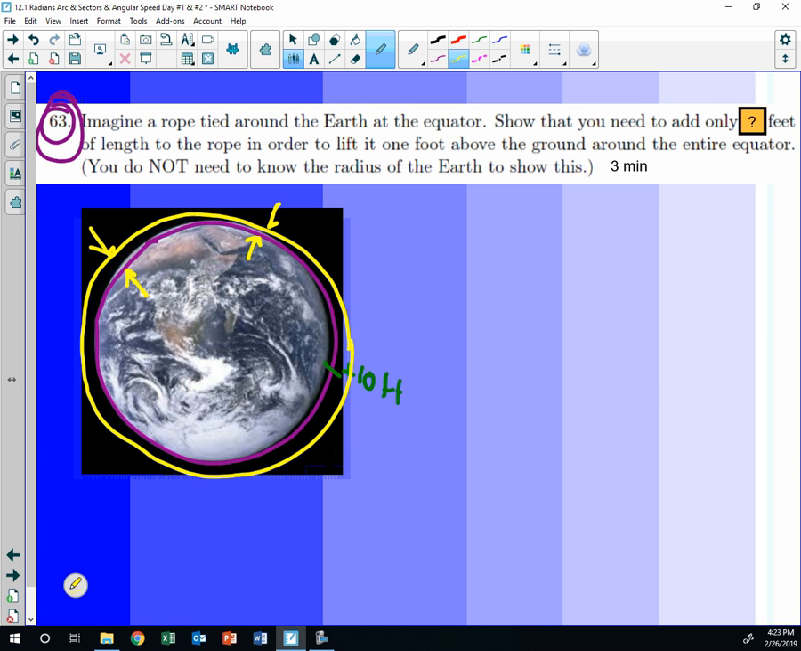So you started off with a string in purple that went around the Earth, snug as a drum, and then you cut it and added 10 feet and then equally pushed it out equally around the Earth, which should be very difficult to do. What is this distance x?